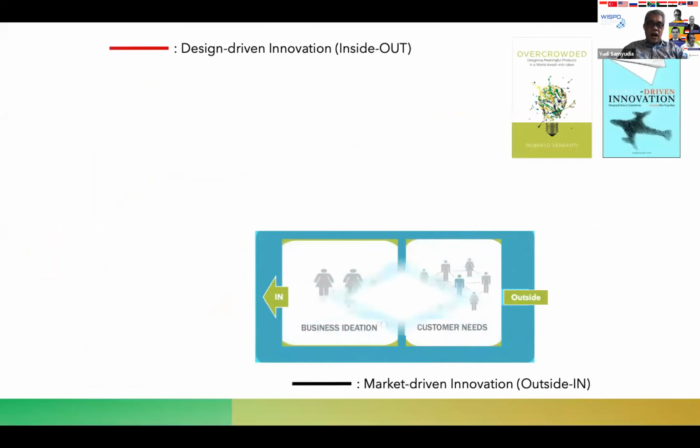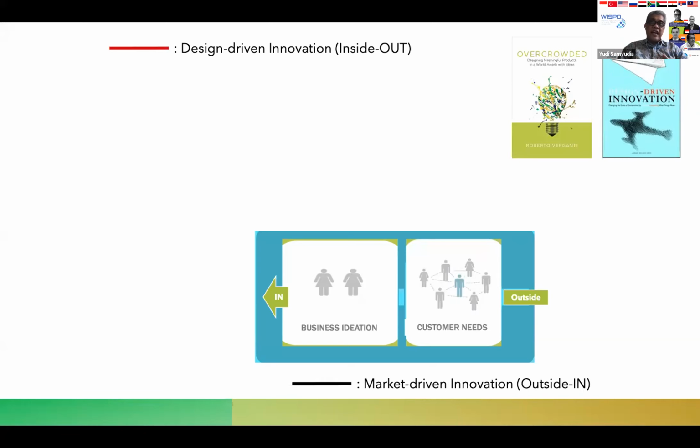So let's compare the two approaches of innovation here. First is market-driven innovation. In market-driven innovation, the innovator tries to find the solution by asking the customer about a particular product, so that the new product produced by the innovator can be made better or more efficient, etc. So the need for the innovation starts with feedback from the customers.